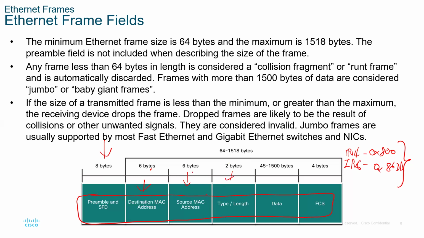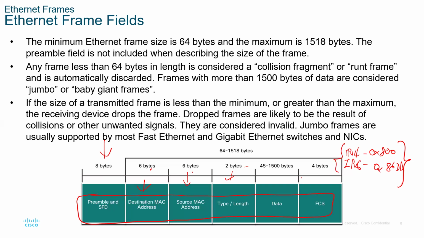2 times 8, that's 16 bits. Those 16 bits define the type of protocol which was used at layer number 3. Why is that important? It defines the type of protocol at layer number 3. And the type of protocol we have at layer number 3 can be IPv4, IPv6. Those are the major ones that we use. We can have ARP as well, but let's discuss these ones.